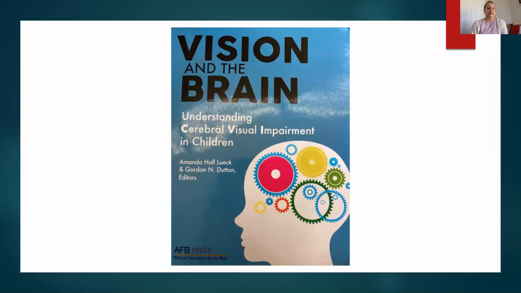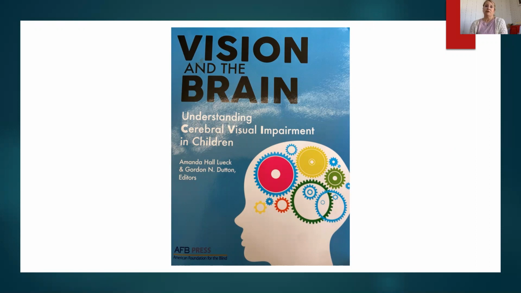I'm not advocating that everybody needs to run out and buy this book, but this is one of the books that I found really helpful in understanding more about cerebral vision impairment. It's written by Dr. Dutton. He does a very nice job of explaining things in language that's understandable.